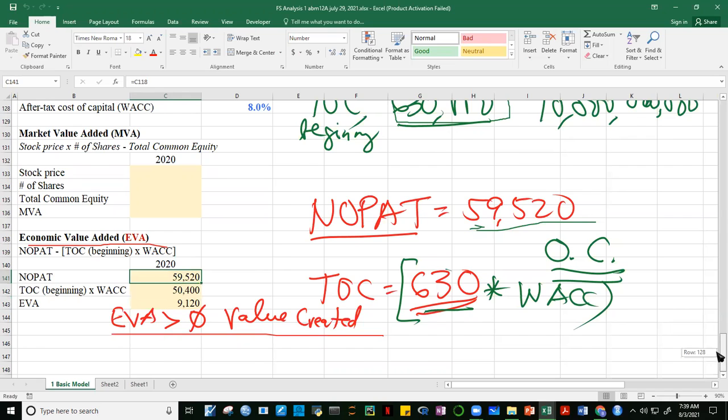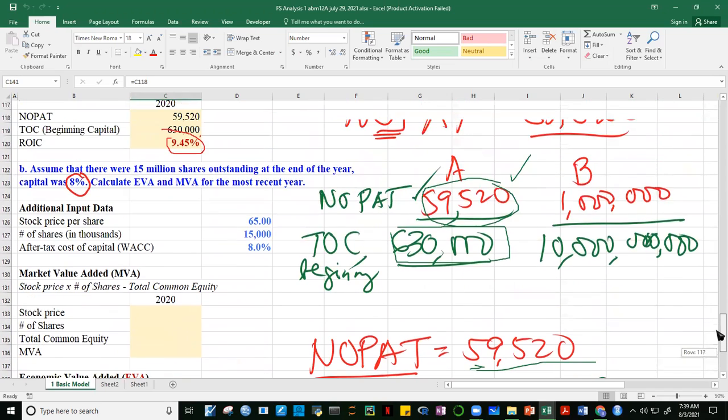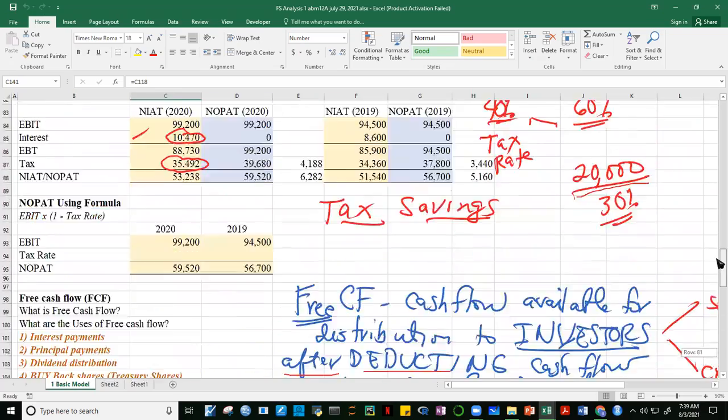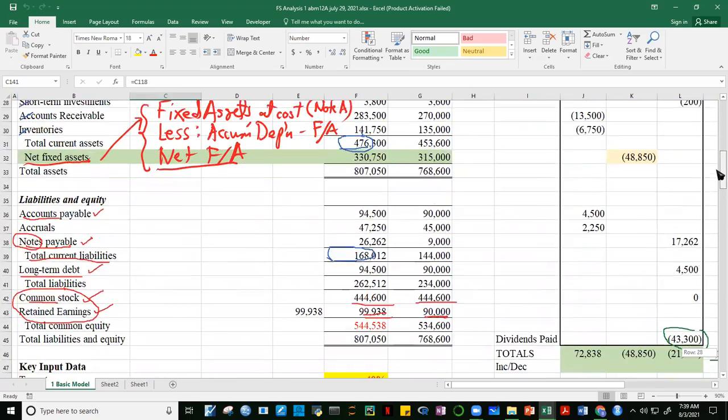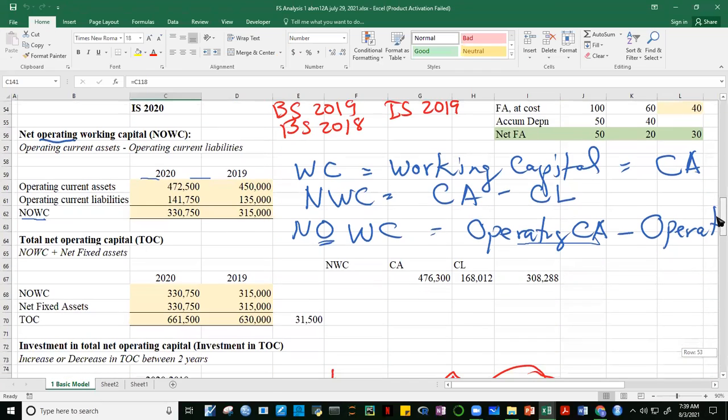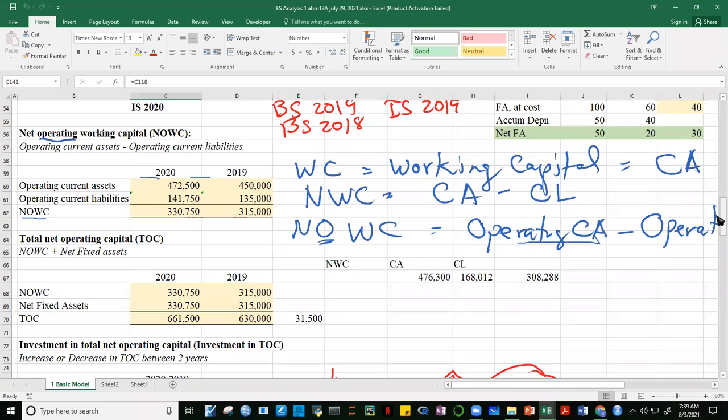Now, in order to compute for EVA, MVA, and even ROIC, we need first to compute some preliminary measures. Number one, we've computed for net operating working capital. And we said that net operating working capital is simply the difference between your operating current assets and operating current liabilities. Now, take note of the word operating here.